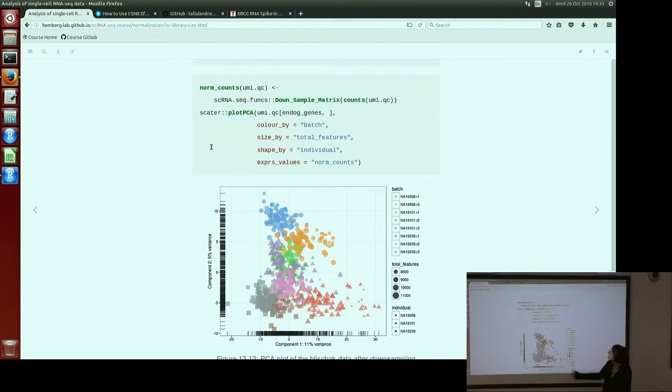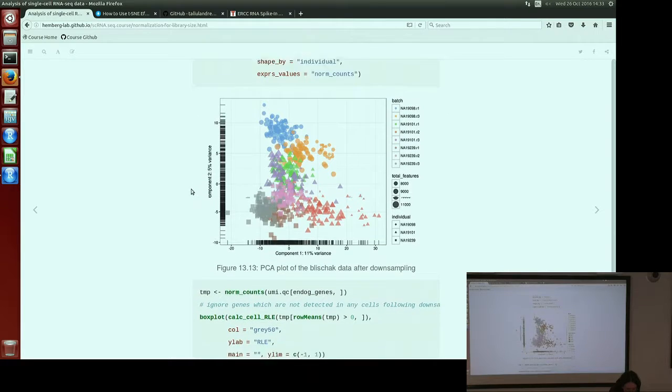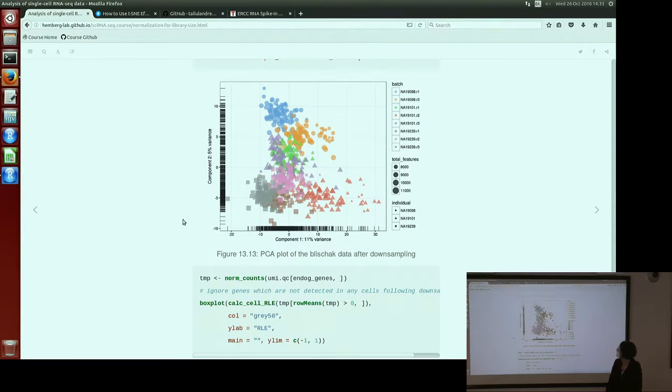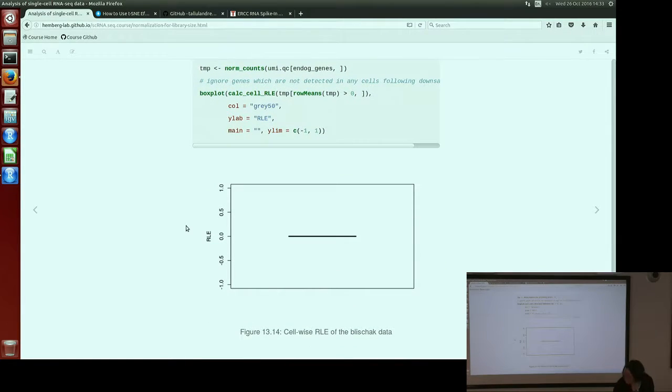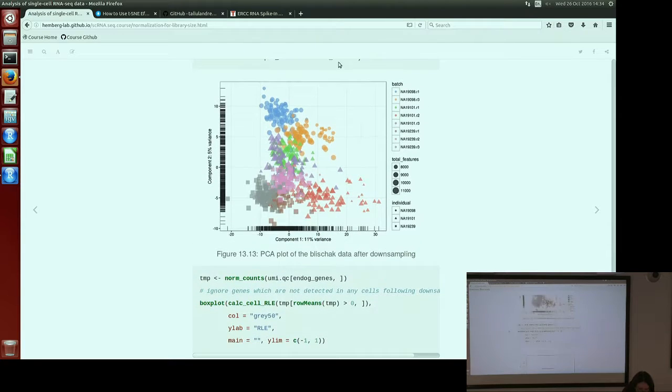So this is how we can apply it using Scater. And just do that function call and then plot that. And it actually doesn't look as good as the SCRAN and CPM methods. It looks closer to the UQ upper quartile and size factor methods. However, when you look at the RLE, it's completely gotten rid of all biases in the RLE. But it leaves a lot of noise in the data because it's a random sampling.